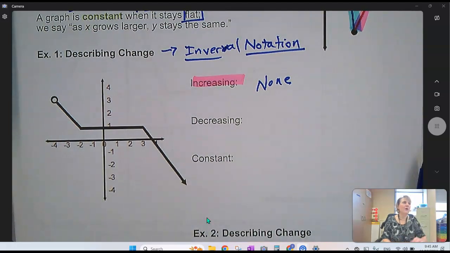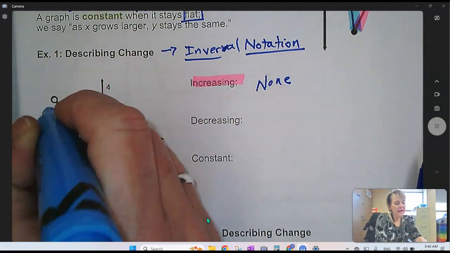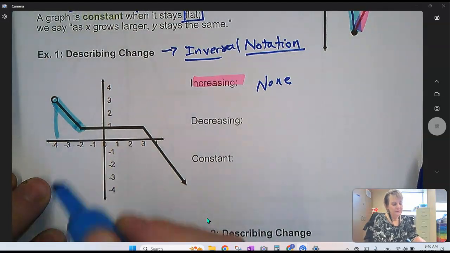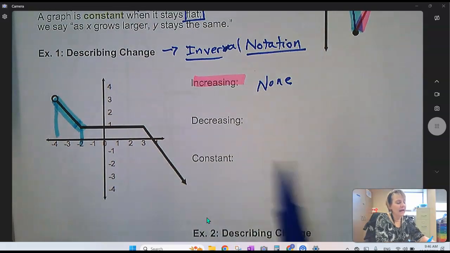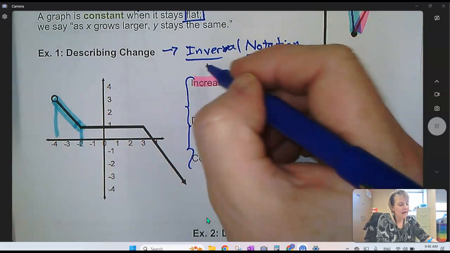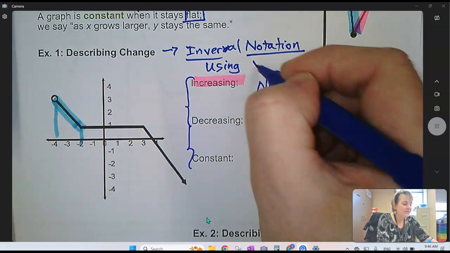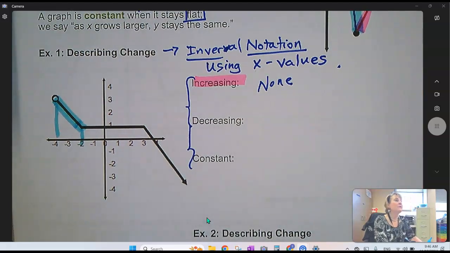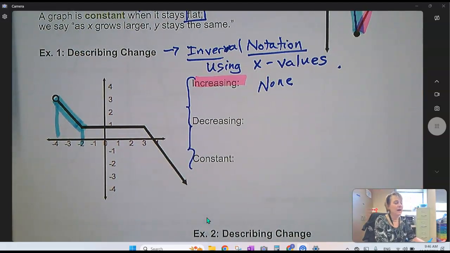Decreasing. Raise your hand if you notice a decreasing portion of the graph. Where would you describe that decreasing portion to be? Okay, starting at -4 down to -2. And I love how we're using the x values, just like we talked about yesterday. So we're using interval notation and we're using x values.